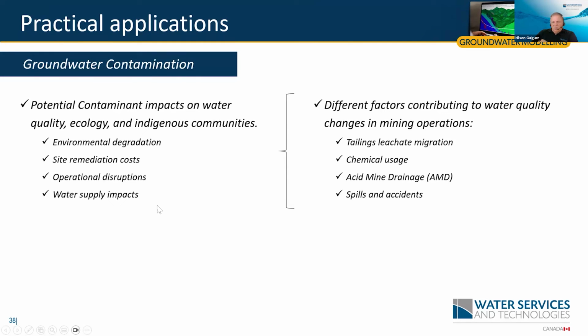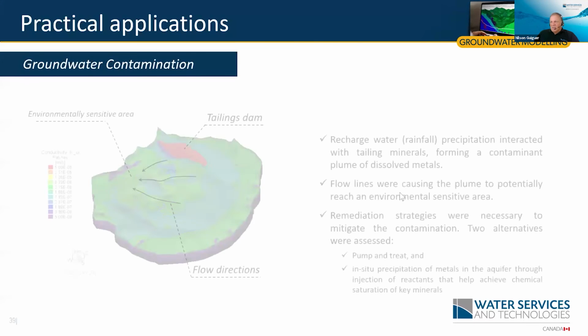Another use of models, groundwater contamination. Sometimes you have too much water, too little, or you can impact your water quality. That can create environmental degradation, can incur remediation costs, you can have operational disruption, water supply impacts. So the plume may migrate. In mines, you have some chemical users that can cause that. Reactions may occur and create some mine drainage, acid mine drainage, but also even mine drainage that may not be acid, that may be harmful, and you can have spills and accidents.